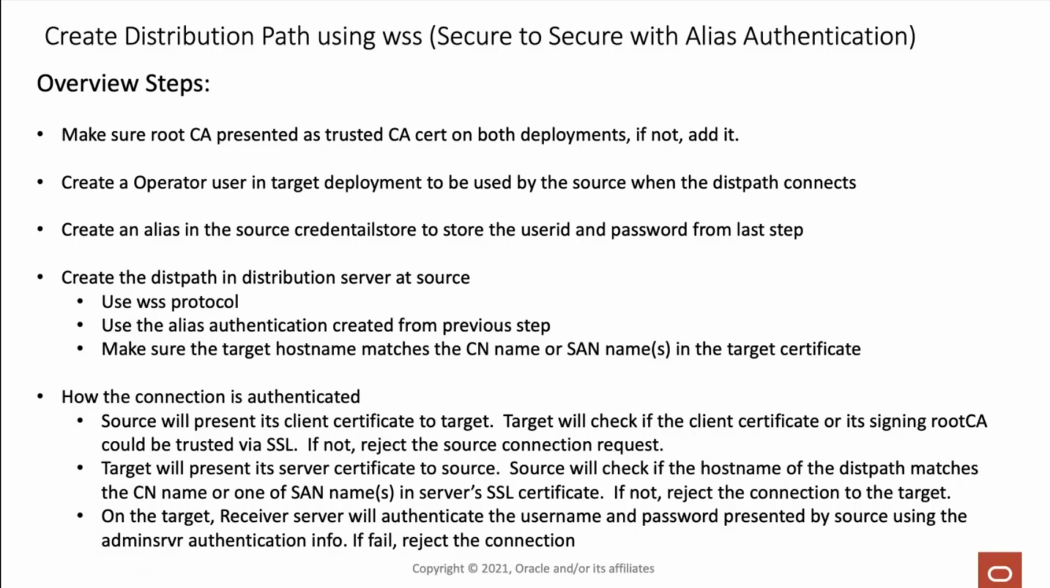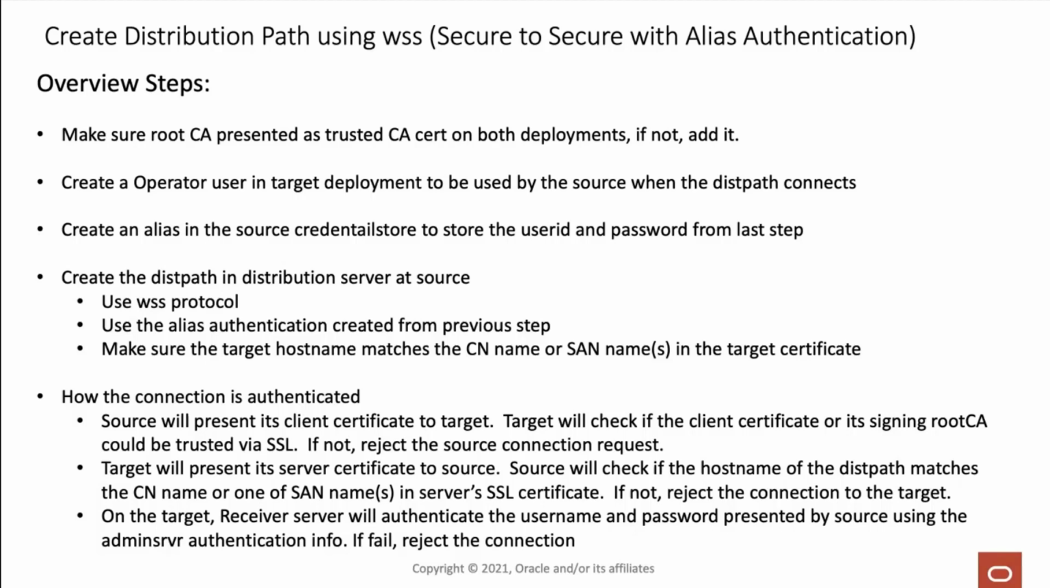So the source will check if the host name of the target matches the CN name or one of the SAN names in this certificate. And if it does, and also if we do trust the certificate, or the certificate is actually signed by the same root CA, then the source will actually trust the target. So this is a mutual trust, right? Source needs to trust target, target needs to trust source.